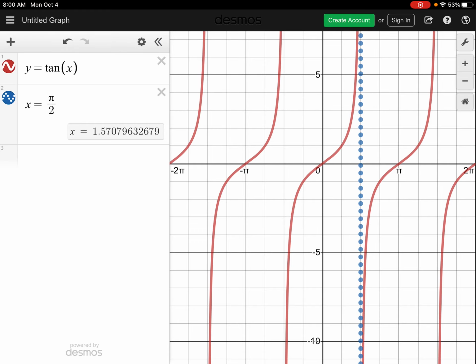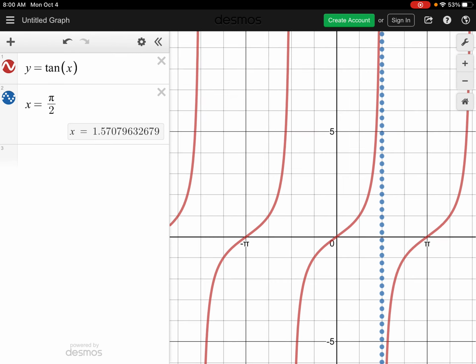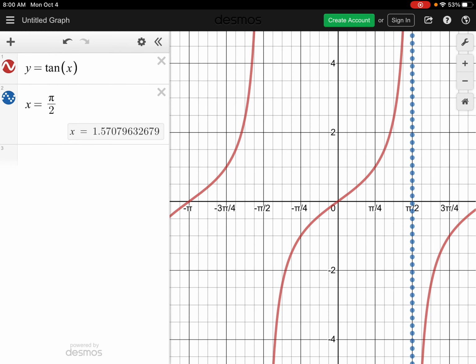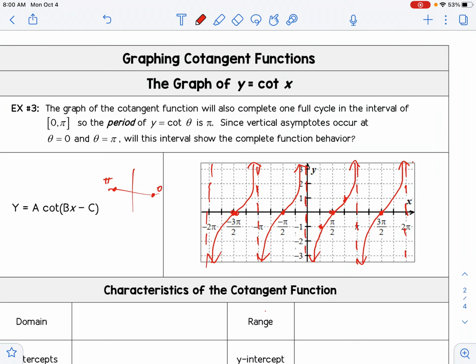And I would have to add that in for all of them if I wanted to look exactly like the ones that we graphed, but you get the general idea that this is what we're looking at. And you can see where the asymptotes are there. So again, you could use the Desmos app there as a way to look at these as well.